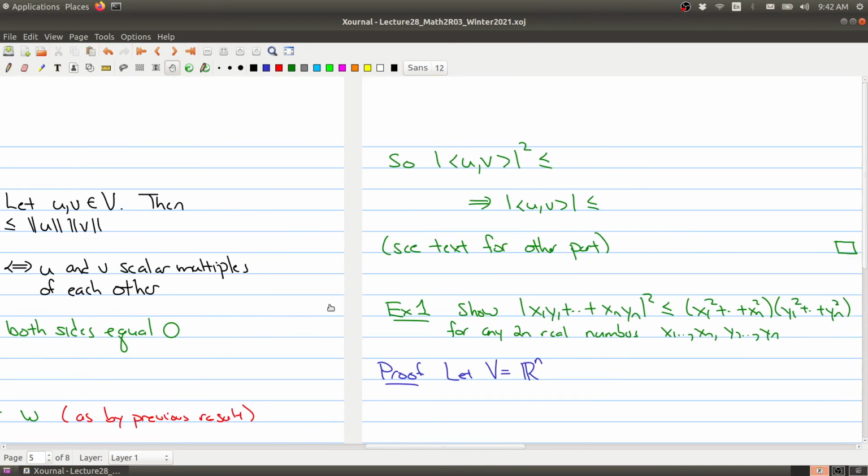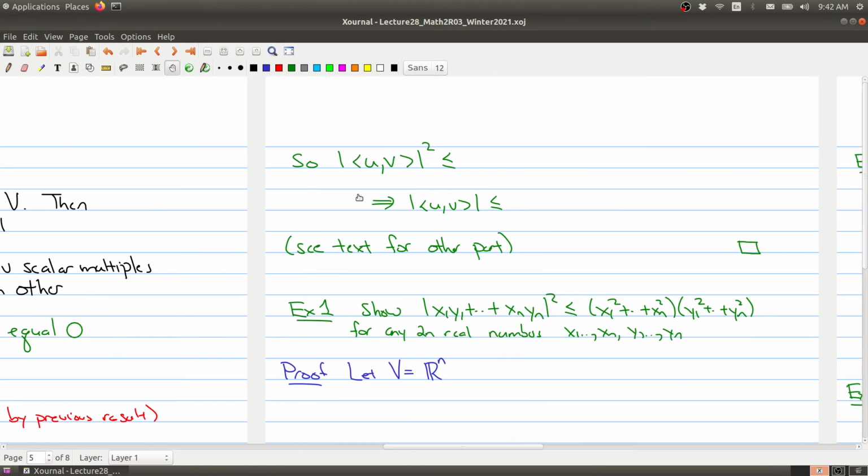And so we have the absolute value of the inner product of u and v squared is less than or equal to the norm of u squared times the norm of v squared. And when we take square roots of both sides, we get the Cauchy-Schwarz inequality. The statement of the Cauchy-Schwarz inequality also says when exactly you have equality, and you can see the textbook for that part. But in the next part, I want to show you why the Cauchy-Schwarz inequality is useful.